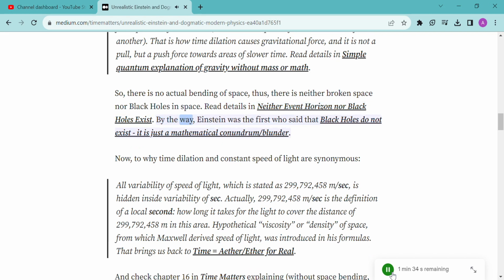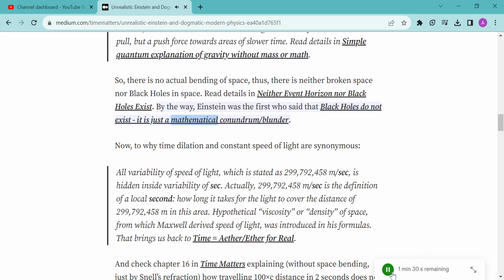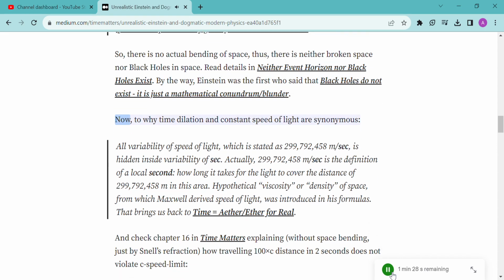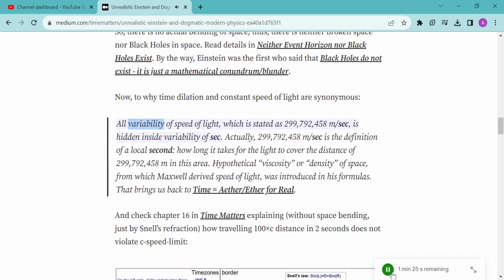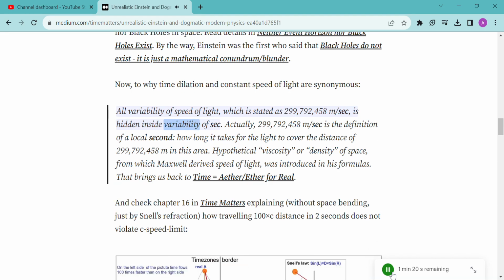By the way, Einstein was the first who said that black holes do not exist. It is just a mathematical conundrum or blunder. Now, to why time dilation and constant speed of light are synonymous. All variability of speed of light, which is stated as 299,792,458 meters per second, is hidden inside variability of the second.